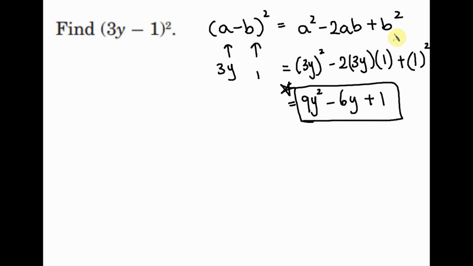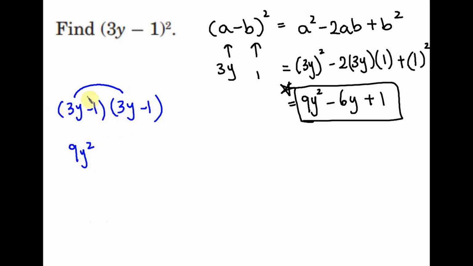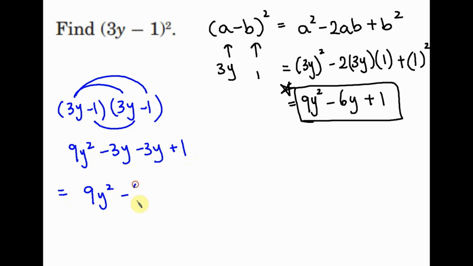If you were not sure how to write a special product, then you can do an alternative by expanding this. So something squared means you have that group twice. And when I distribute, as what you already learned from the previous chapter, 3y times 3y will be 9y squared. 3y times negative 1 is negative 3y. When you multiply this one more time, you will get negative 3y again. Negative 1 times negative 1 is positive 1. So now if you combine the like terms, 9y squared minus 6y plus 1 will be the exact same answer as you see.